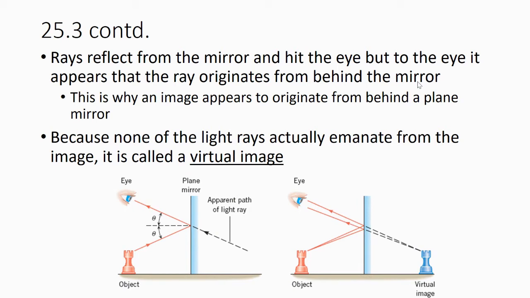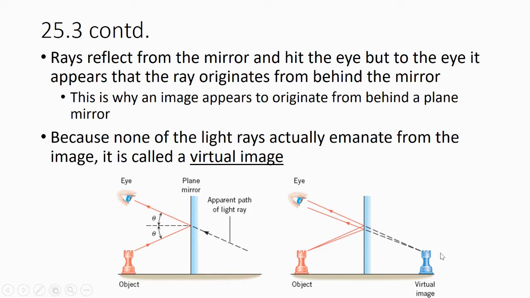So talking about reflection then with plane mirrors, rays reflect from the mirror and hit the eye, but to our eye, it looks like the ray is originating behind the mirror. So this is why an image appears to originate from behind a plane mirror. It looks like there are images behind the mirror, inside of the mirror. And because there's no flashlight or anything actually inside of the mirror creating these rays, the images are called virtual images.